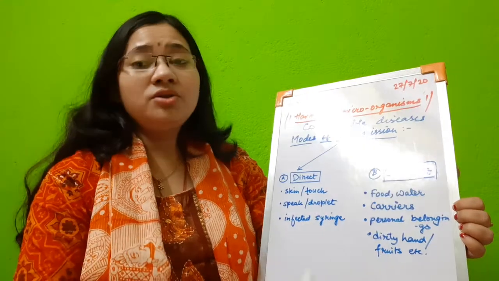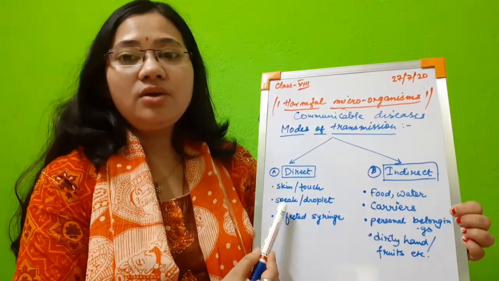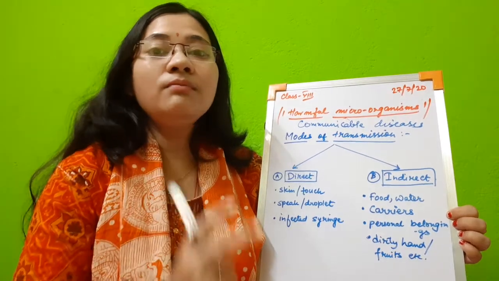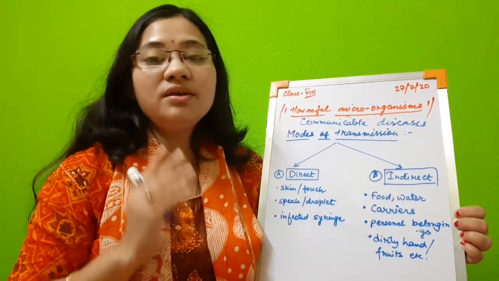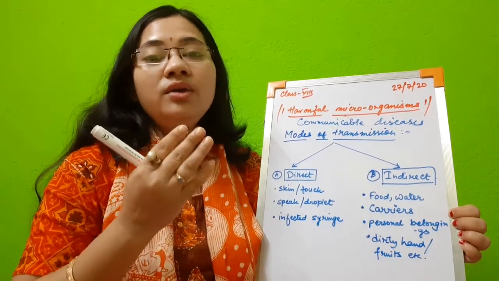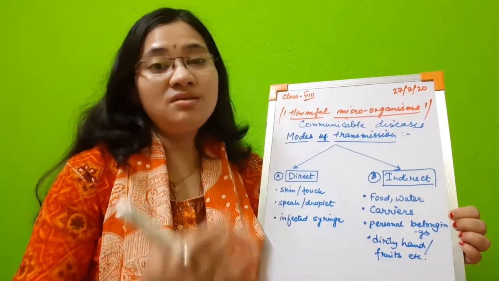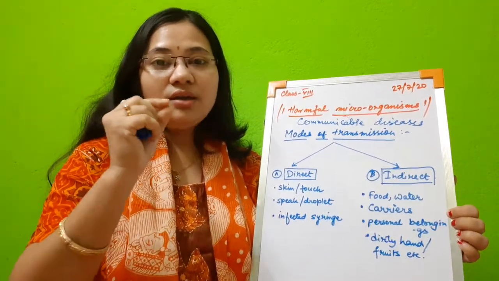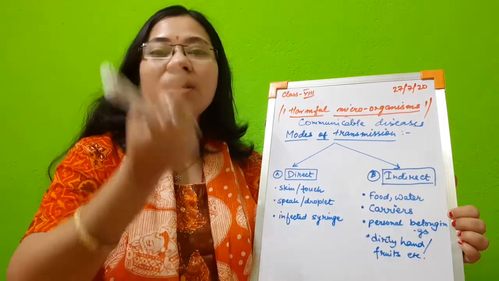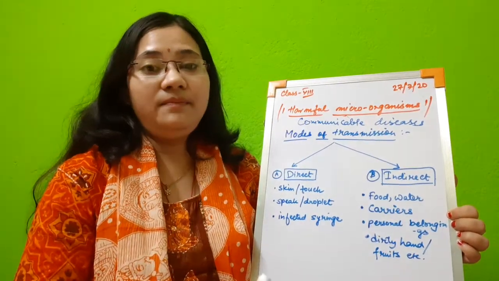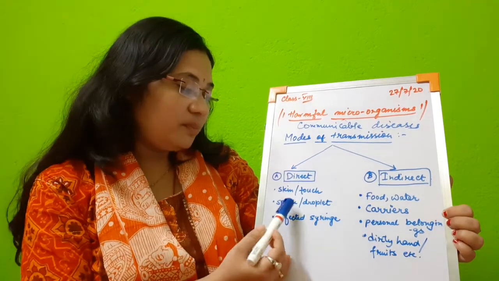In case of speak or droplet, this is very common nowadays for coronavirus. Now you have seen everybody wearing a mask, so that if the person is suffering from the disease, he will not allow the virus to escape from his mouth in the form of small droplets. Actually, when we are speaking, tiny droplets of saliva come out, and along with that, viruses are also spread in the air. So that is called droplet infection.